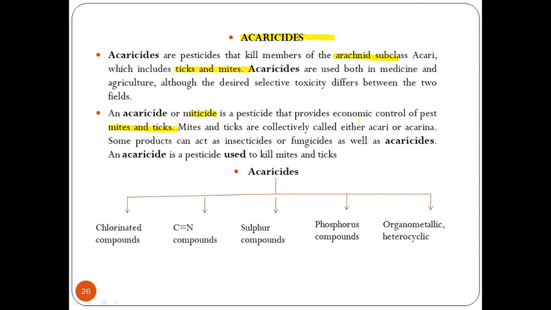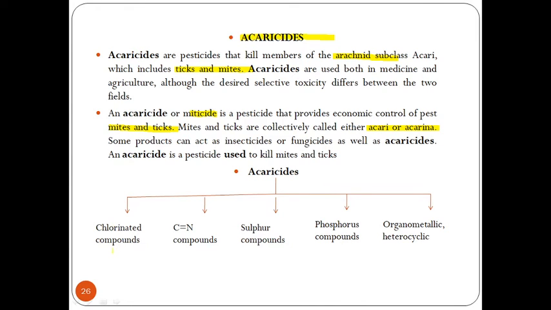Ticks and mites are collectively called either acari or acarina. Some products can act as insecticides or fungicides as well as acaricides. So we can see that some of the products can act as fungicides, they can act as insecticides, and mainly they can act as acaricides. This is a pesticide which is used to kill mites and ticks.